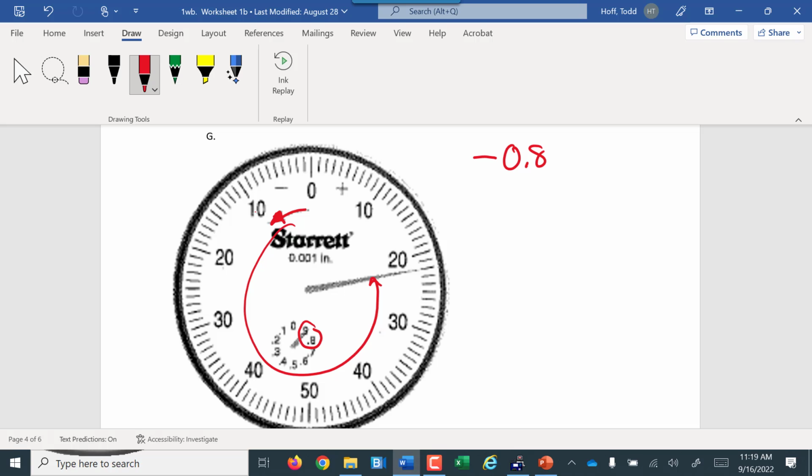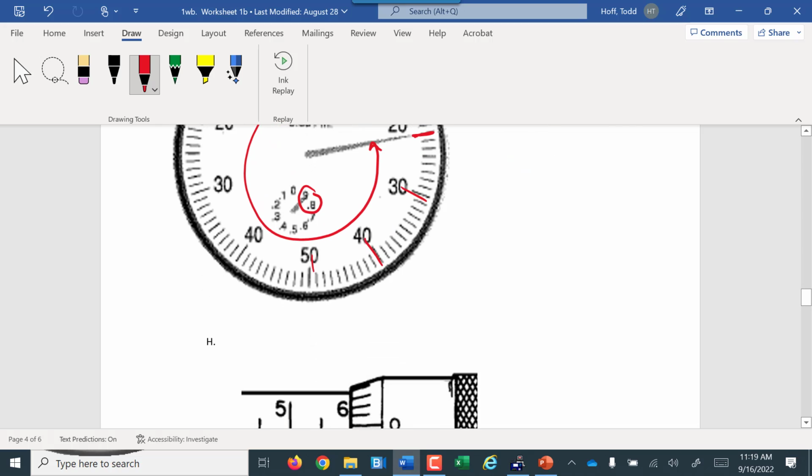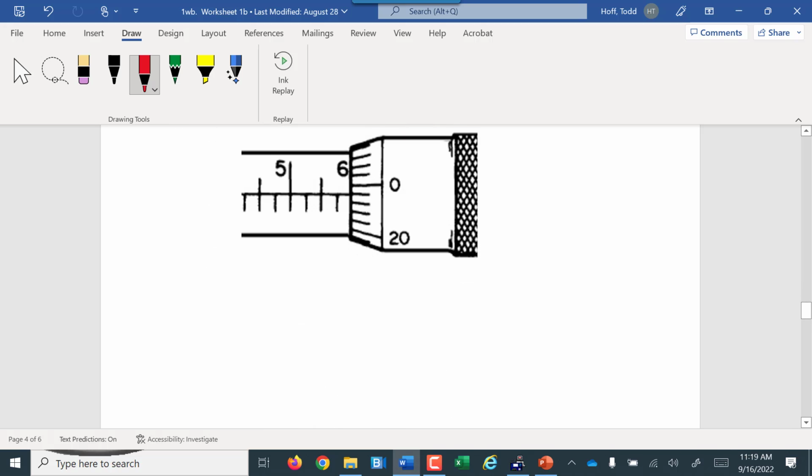Then 10, 20, 30, 40, 50, 60, 70, not quite to 80, 78. So that's 0.878 inches in the negative direction. Is that similar to what you guys read? Yeah? Okay. Those are a lot of fun with my other students that have never used them before. It takes a couple of days for them to get used to that.